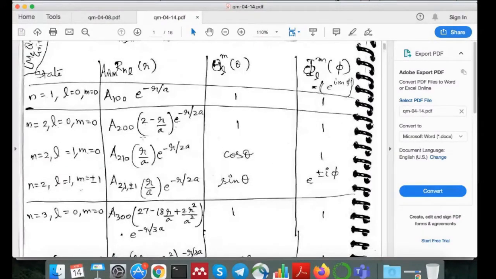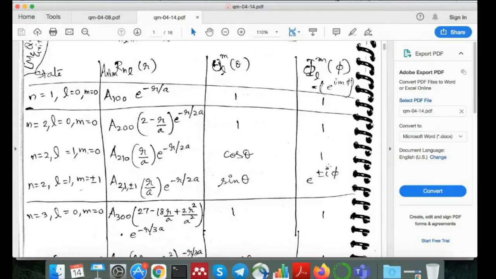In this second energy level, for L equal to 0, M equal to 0, again there is no theta term and phi term. And for L equal to 1, M equal to 0, there is a theta term, which is cos theta, no phi term. This is just 1. And for L equal to 1, M equal to plus or minus 1, and N equal to 2, there is this term and theta term as well as a phi term.